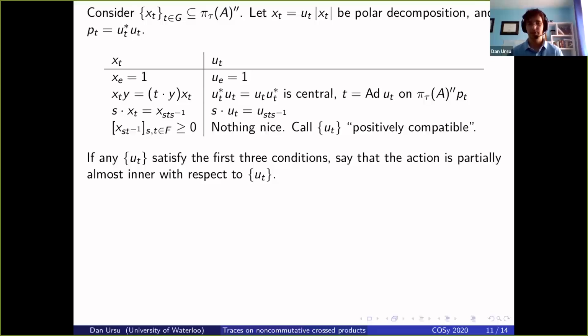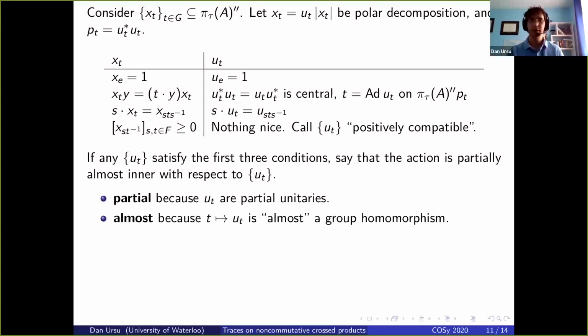And just to introduce a little bit more terminology, if the u_t satisfy the first three conditions, I'll say that the action is partially almost inner with respect to these partial unitaries. So what's with the terminology here? Well, partial because the u_t aren't actually unitaries, they're just partial unitaries in general. So unitary direct sum 0. And almost because the map sending t to u_t is almost a group homomorphism in the sense that it's non-multiplicative, but it does preserve the identity, it does preserve inverses, and it also does preserve conjugation in the end.